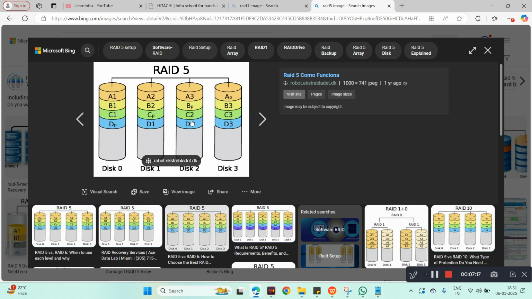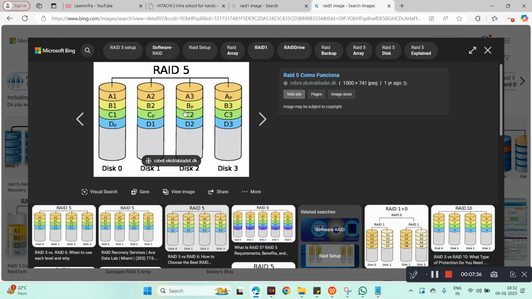So in RAID 5, it is striping the data, meaning A1, A2, A3, and it is also striping the parity blocks. You can see AP, BP, CP, these are all parity. So here the write penalty will be 4.